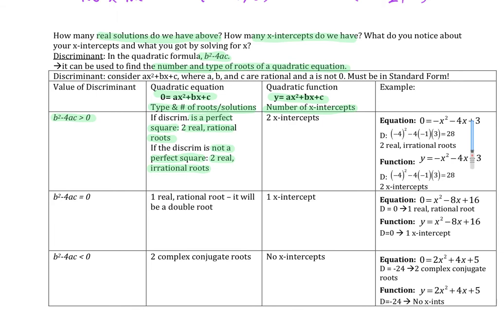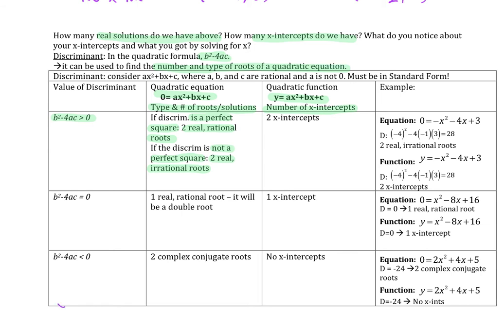So for example, if we're looking at this equation, we end up with a discriminant of b squared, so -4 squared, minus 4 times a times c. It tells us we have 2 real irrational roots because we got a positive value that is not a perfect square. However, if it's positive and we have a function, all we're concerned about is the number of x-intercepts. So it's positive, so we have 2 x-intercepts.